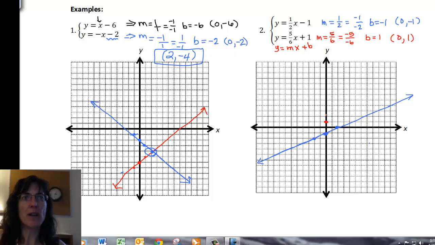So rise of 5, 1, 2, 3, 4, 5. Run of 6, 1, 2, 3, 4, 5, 6. Back to my y-intercept, a rise of negative 5, 1, 2, 3, 4, 5, a run of negative 6, 1, 2, 3, 4, 5, 6. And that puts me right on my other line, which is handy because I wasn't sure exactly where they were going to cross.